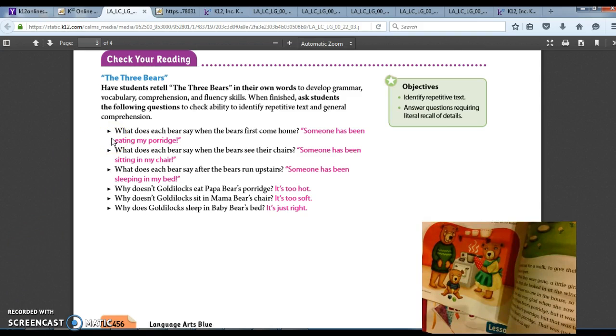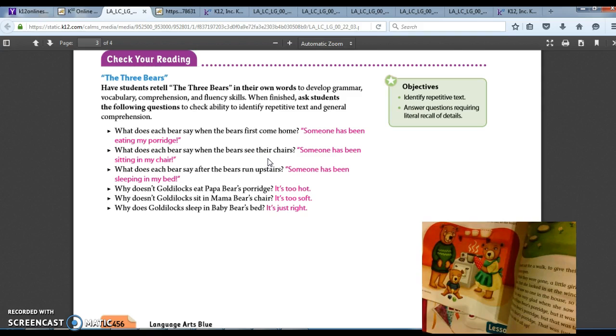What does each bear say when the bears first come home? Tell your learning coach. If you said, they said, "Someone has been eating my porridge," you would be correct. Next question. What does each bear say when the bears see their chairs? Think about that. If you said, "Someone has been sitting in my chair," you would be correct.